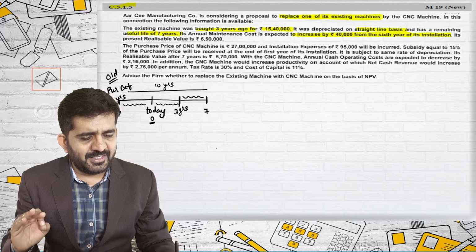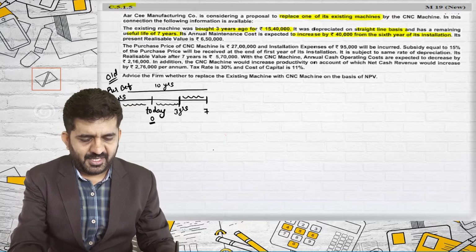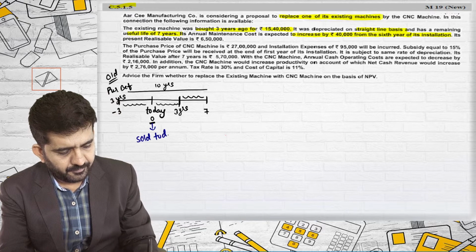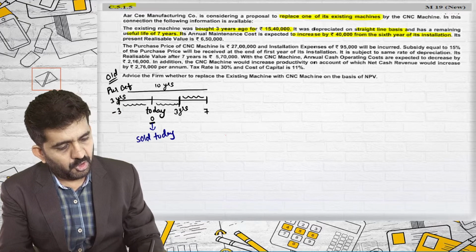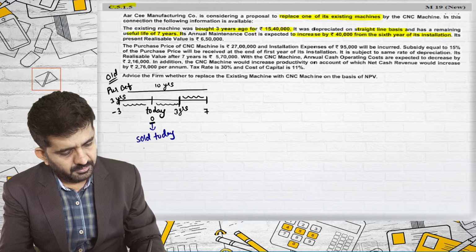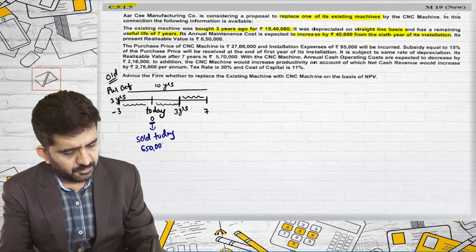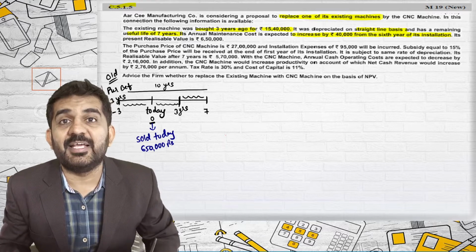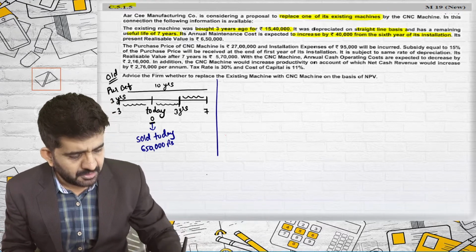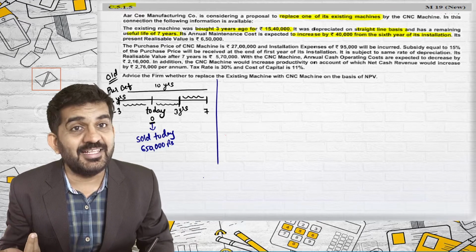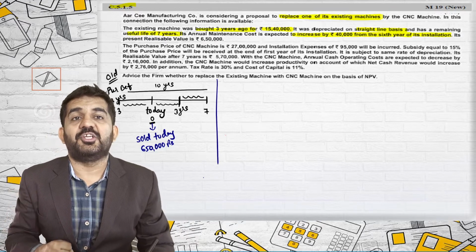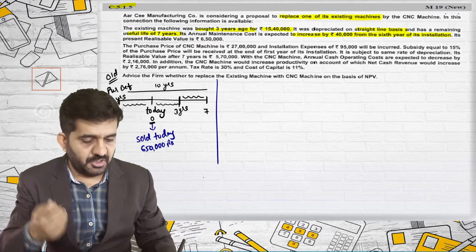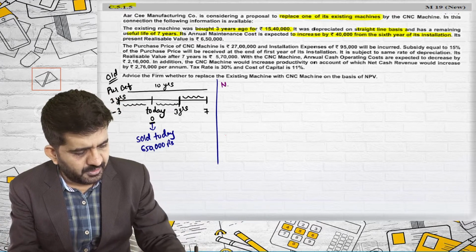Its present realizable value is 6,50,000. So it can be sold today for 6,50,000 rupees. So if you are taking a decision of replacement, you will be selling this machine. And if you are selling this machine, it will be your cash inflow. The purchase price of CNC machine. This is a new machine. So we are talking about new one.